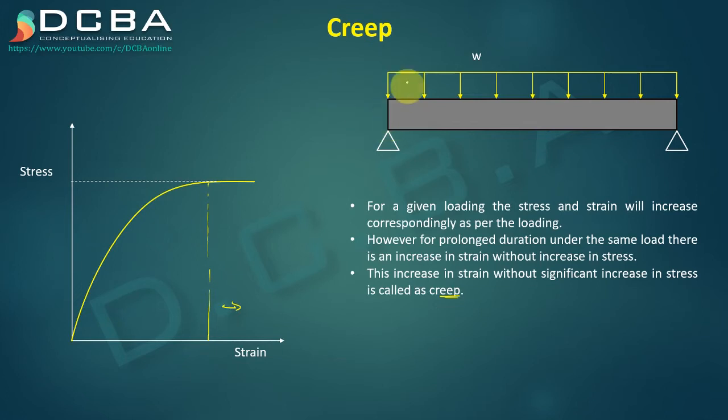Now when we talk about the loading, we talk about the working and the ultimate load, and in working load we also include the dead load of this beam as well as the superimposed load. But when we consider creep, we will not consider creep due to dead load. It is only due to the superimposed load. So whatever increase in strain for a constant stress is there due to superimposed load, that will be called as a creep.